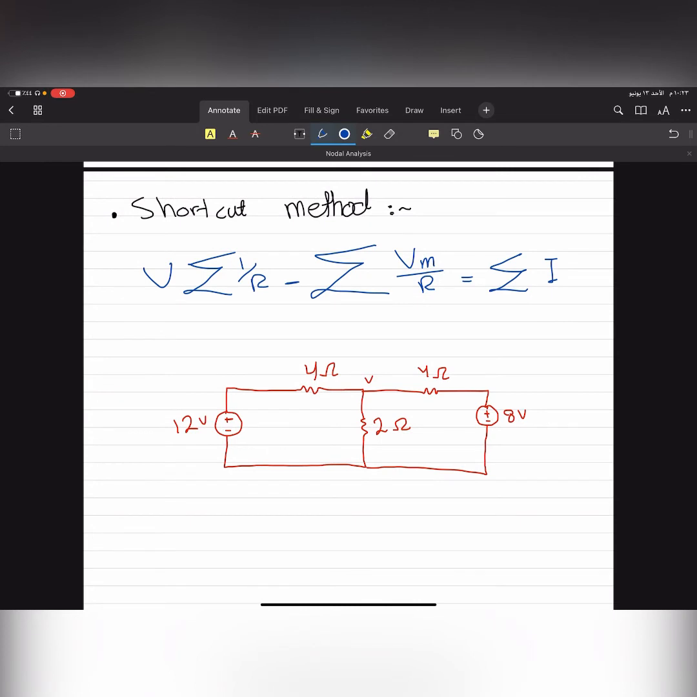The shortcut method is this: the voltage, which is the unknown that I'm seeking, multiplied by the summation of 1 over the adjacent resistances, minus, and this minus should be distributed along all the summation, okay? So the summation will be the sum of the negatives. Minus the summation of the mutual voltages divided by the resistances of these mutual voltages, okay? That all equals the sum of the currents in that particular node.